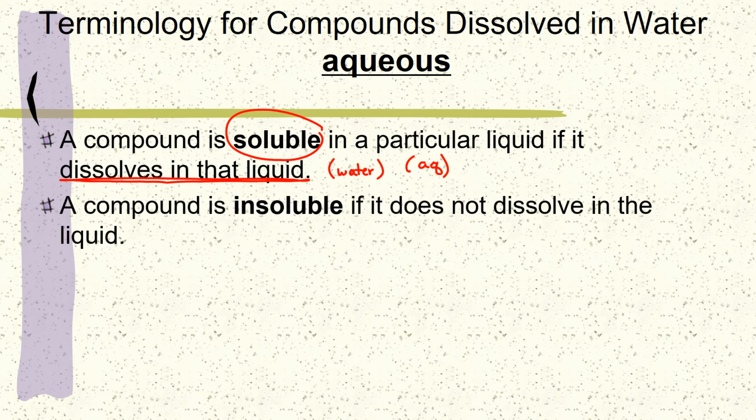The other term that I need us to know is insoluble. Insoluble does not dissolve. So if I add something that's insoluble to water, what phase of matter is that substance going to be? Solid. So insoluble will be solid. Soluble dissolves in the liquid. Insoluble does not dissolve. Insoluble is going to remain a solid.